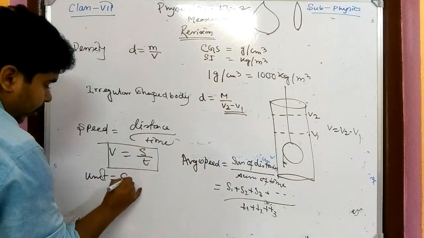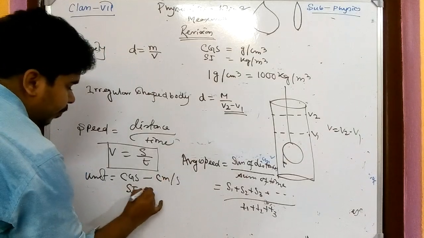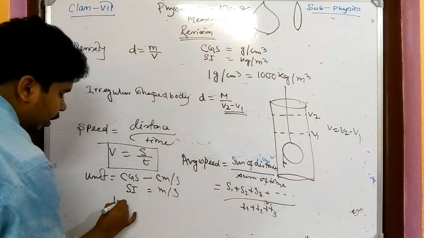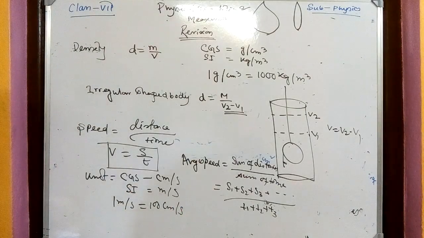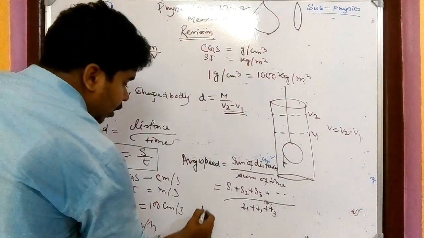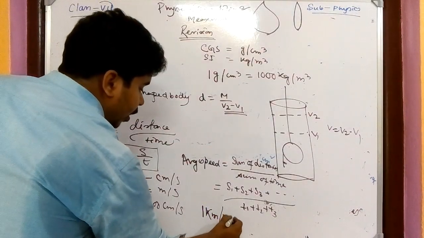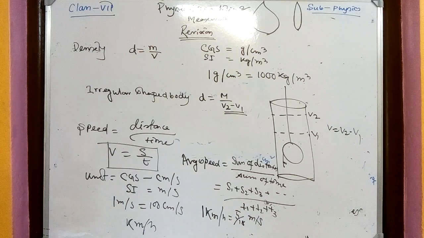CGS unit is centimeter per second, SI unit is meter per second. 1 meter per second equals 100 centimeter per second, and apart from that we use one unit, that is kilometer per hour. This is also one unit we have used several times because it is a larger unit. 1 kilometer per hour equals 5 by 18 meter per second. So this is the overall thing we have learned in physical quantities and measurement.